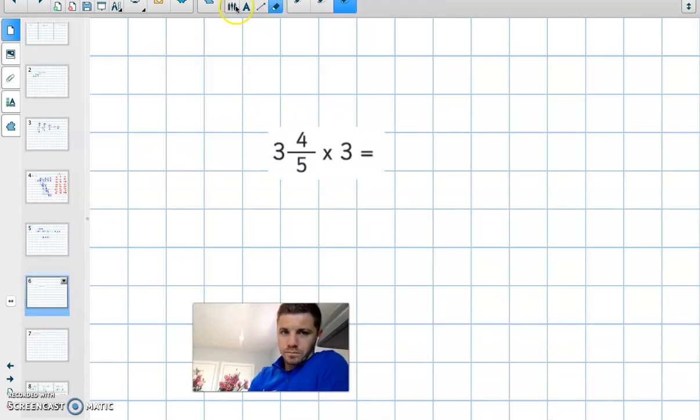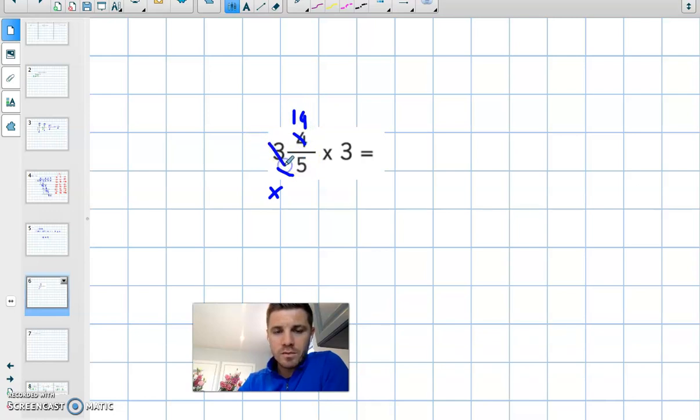You are multiplying. So now what we're doing is we're multiplying a mixed number by a whole number. So the first thing that you need to do is multiply the whole number by the denominator. So 3 times 5 is 15, added to the 4 is 19. So you're left with an improper fraction of 19 over 5, and then you're going to convert this whole number into a fraction, which is 3 over 1. When you multiply fractions together, you multiply the numerators first.